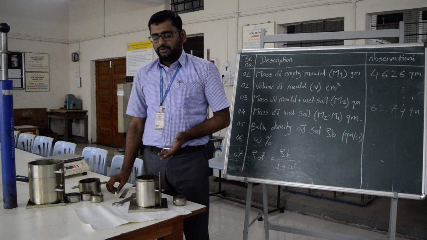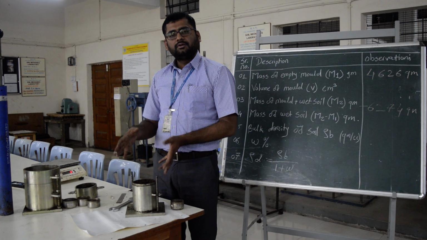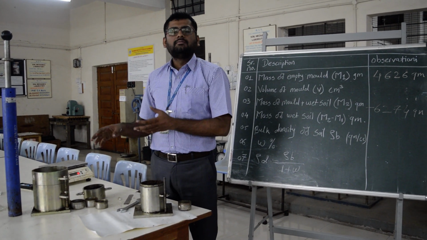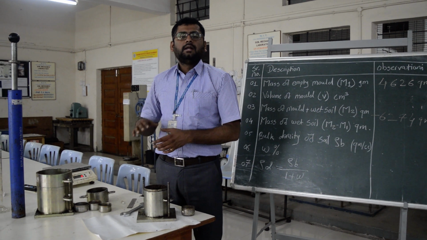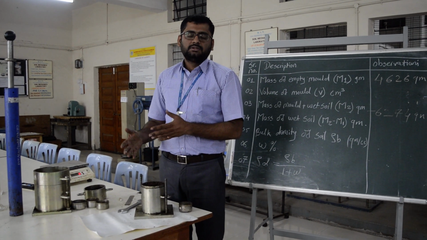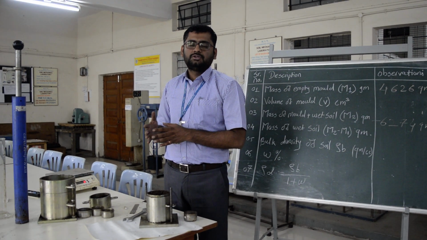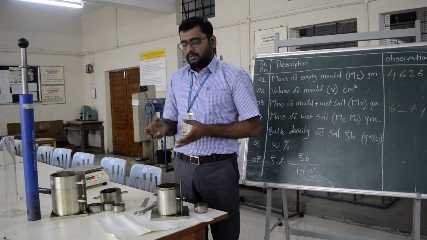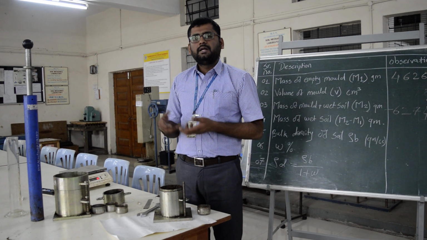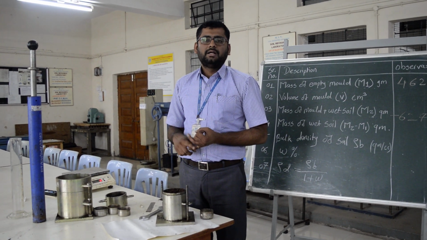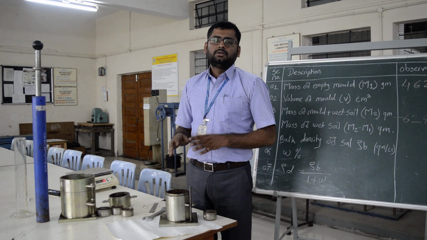Now for the second observation, again I have to remove this soil sample into the bucket, add some more water into the soil, and repeat the same process. Similarly we have to take at least 4 to 5 observations for getting a graph. And once we get the graph, we can find out the optimum moisture content and maximum dry density of this soil sample.